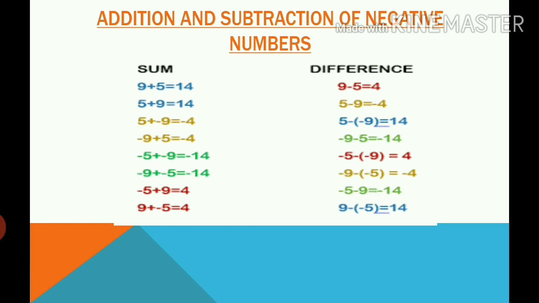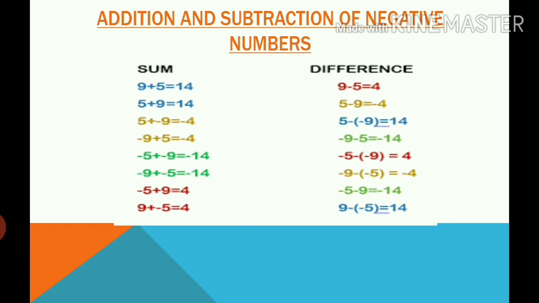Now come to the subtraction of negative numbers. 9 minus 5. Then plus minus is minus. You will do the subtraction. You will subtract 5 from 9 and you will get 4. Here you have to write the sign of the bigger number, and with 9 it's minus sign, so you will write minus sign with it.